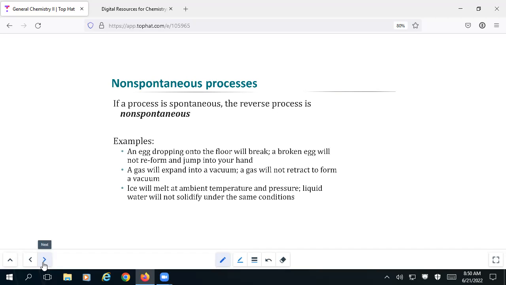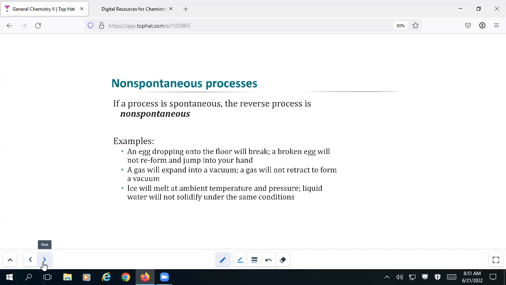And so if we can identify a spontaneous process, we can also define a non-spontaneous process as simply being the reverse reaction, the reverse process of whatever it is that we were observing. So I gave you an example with this coffee cup here. Here are some other examples.